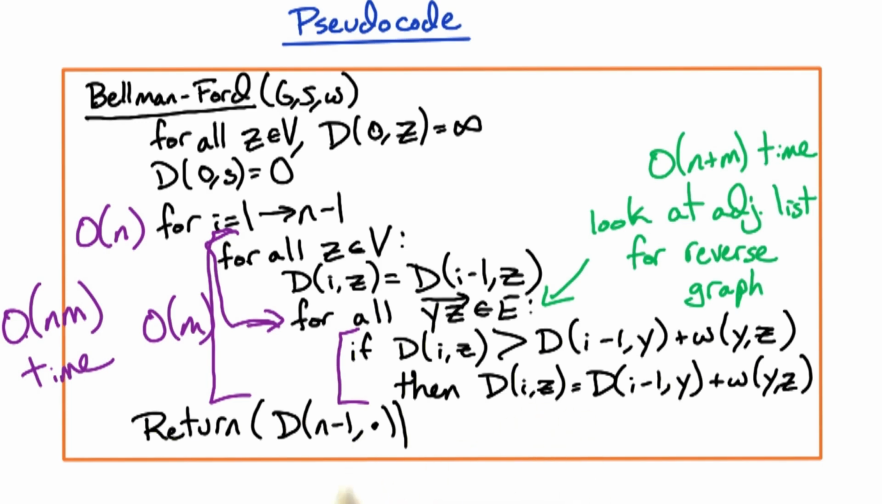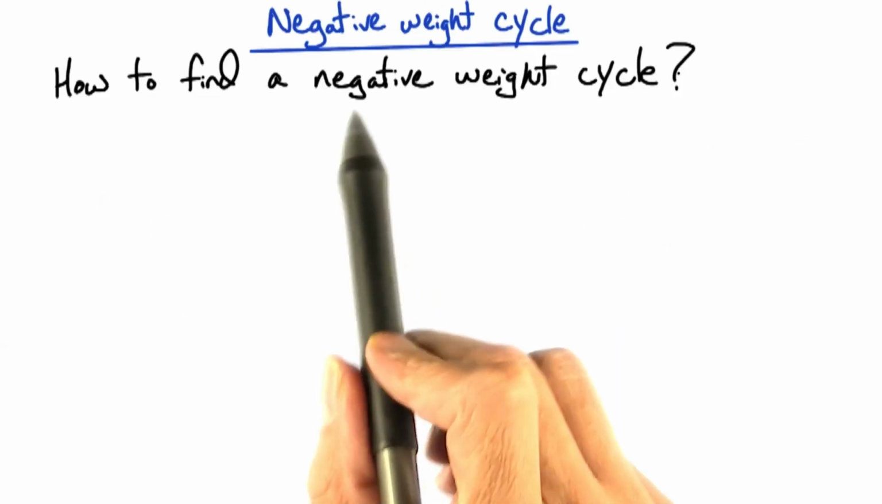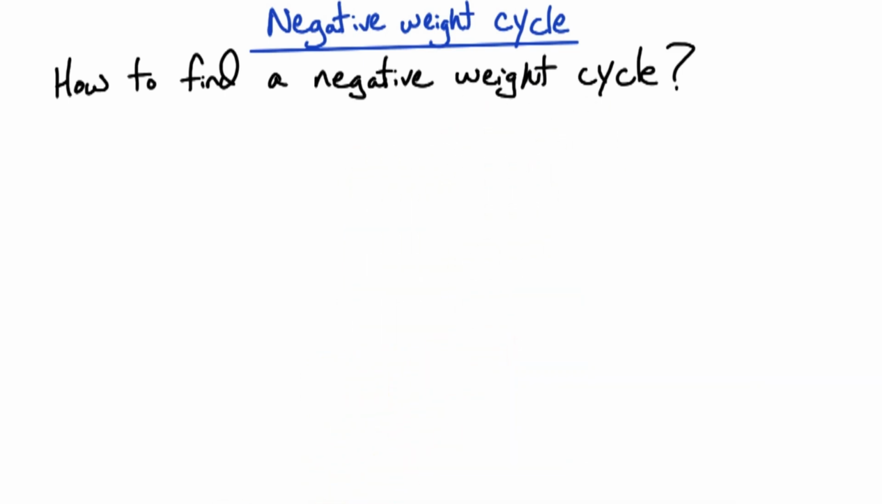So far, we've been assuming that there's no negative weight cycles in the graph, so that the shortest path from S to every other vertex is well defined. Now let's go back and see if we can figure out whether there is a negative weight cycle in the graph or not, and detect it. And if there is one, output it. How can we find whether a graph has a negative weight cycle or not?